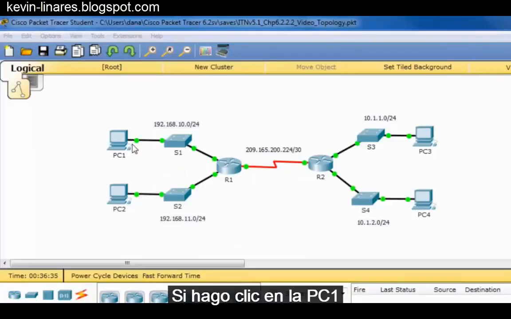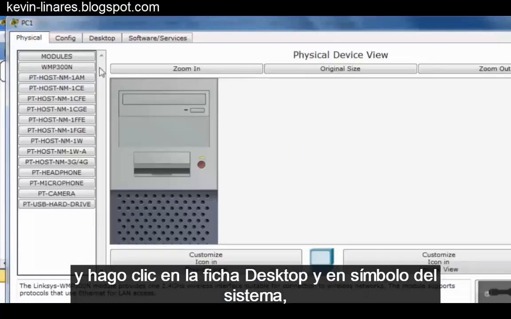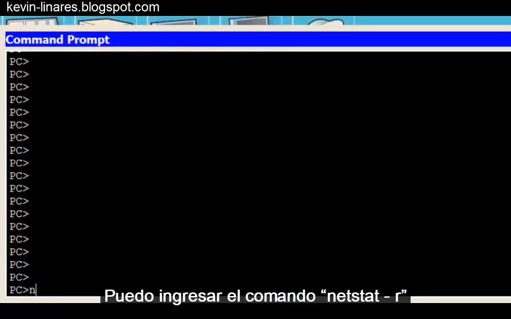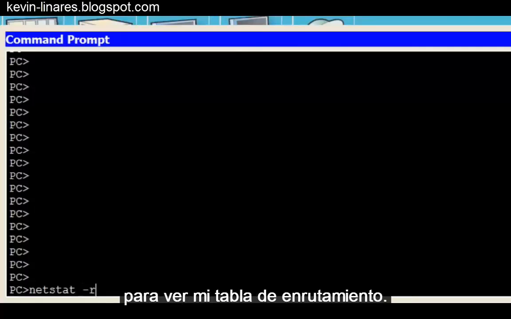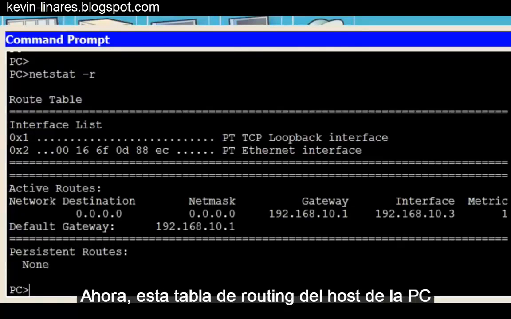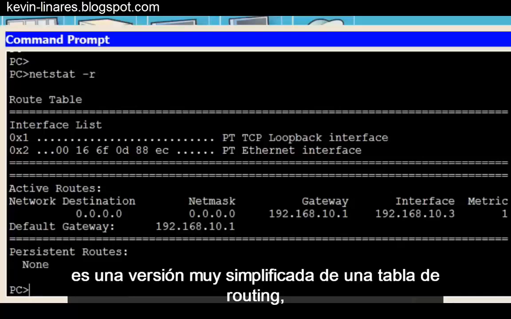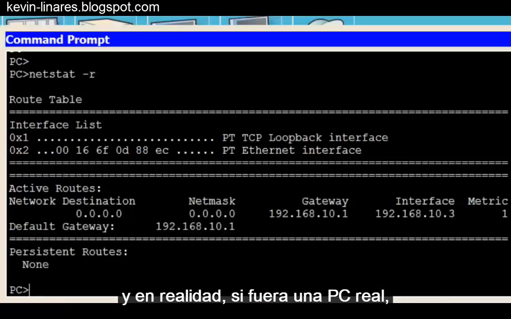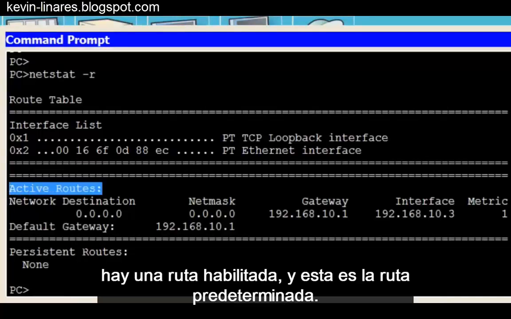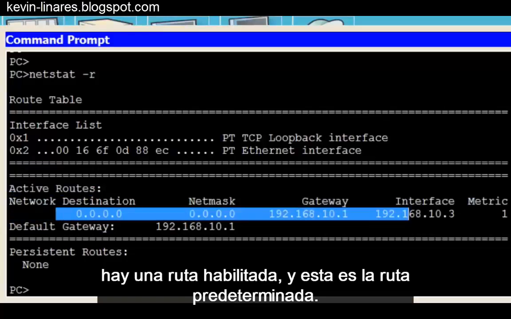If I click on PC1 and I click on the desktop tab and the command prompt, I can put in the command netstat -r to look at my routing table. Now this PC host routing table is a very simplified version of a routing table, and in reality if it was a real PC there would be many more entries.